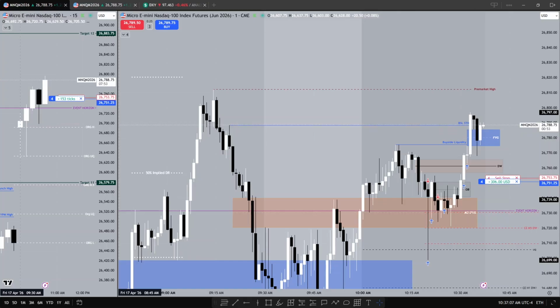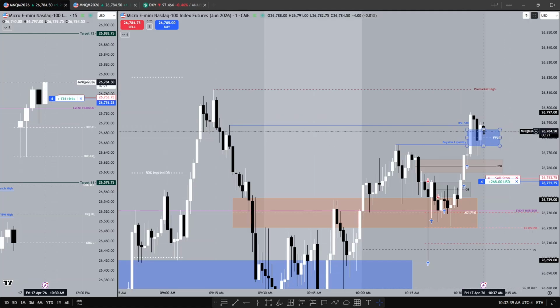So I like the fact that that body closed above the fair value gap. I want to see price rally for pre-market high right now. The time is currently 10:37 a.m. The first hour's daily range high is currently this high. I'm bullish on the high time frame as well. So I'm watching this. I want to see price reject the upper portion of this area.